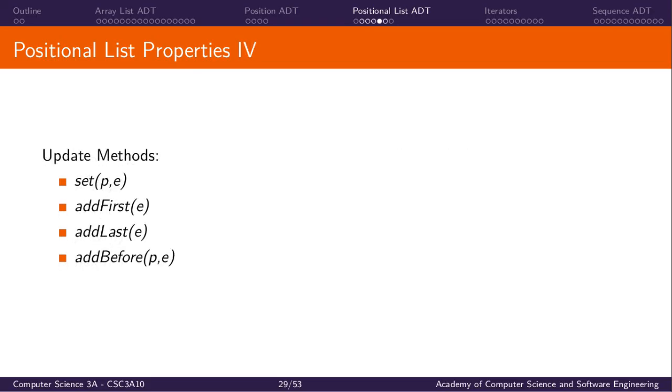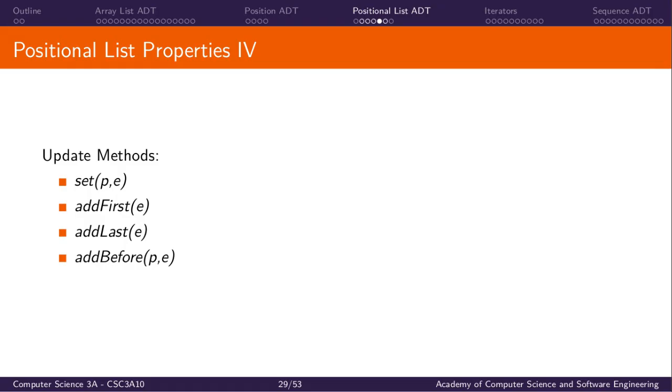All right, we still have our update methods, but they too refer to positions rather than nodes. Set(P, E) would then set the element stored at the position P to E, and would usually return the old element. However, this does not change P. P simply is now storing and keeping track of a different E, but its place within our list is the same. We can still refer to it and get that E that it now stores.